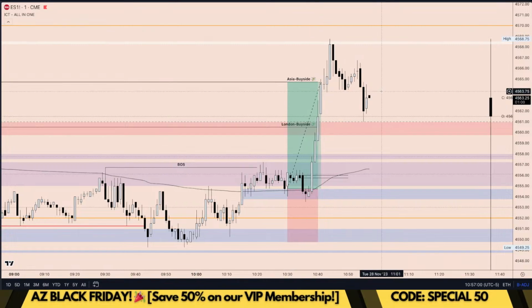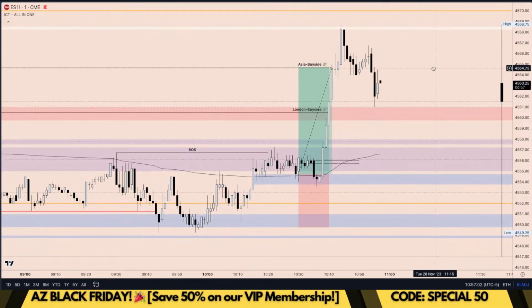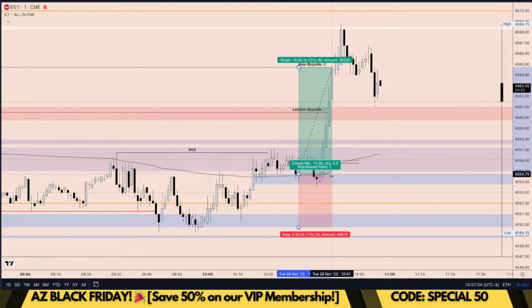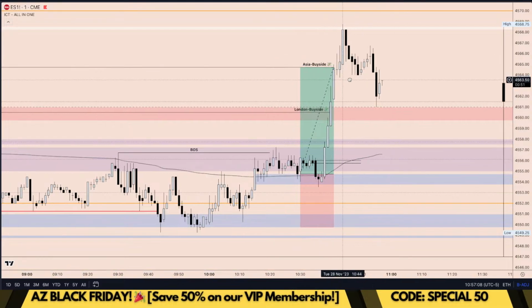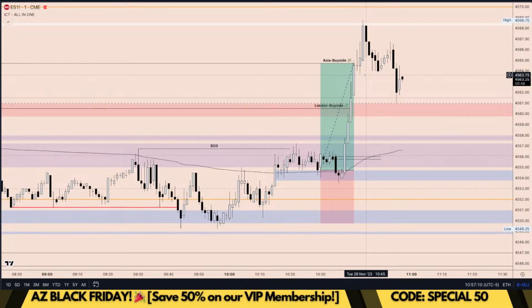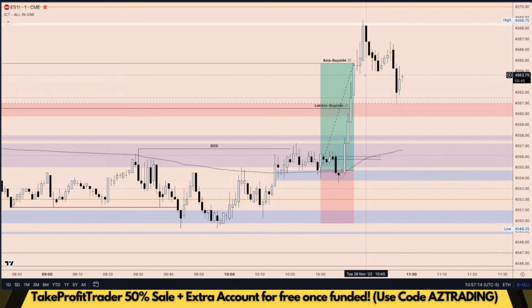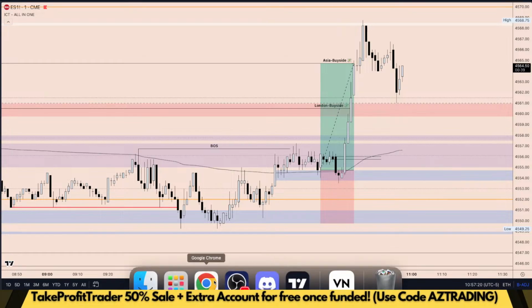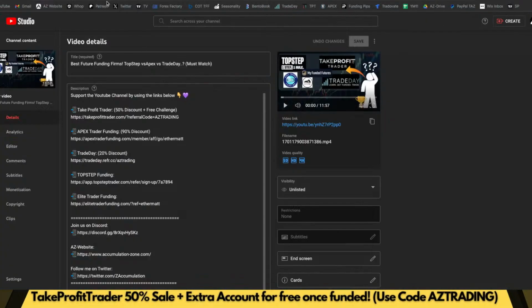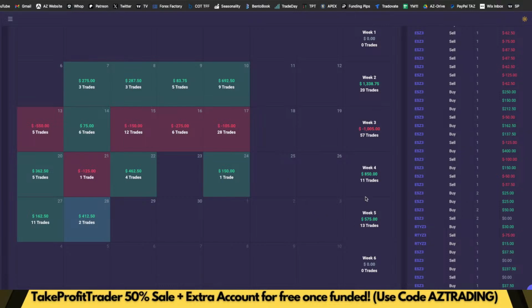Not gonna lie, the opportunity was right in front of my eyes. I even placed a paper trade, but I was scared of giving back the profits I made during London, especially since it's more than I usually make during London. So, the good setup. Head over to my Bento book. That's the funded account right now.